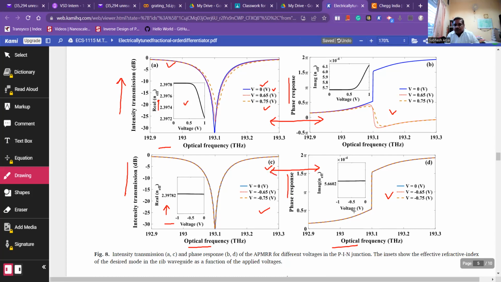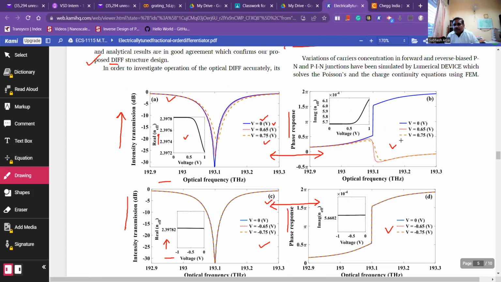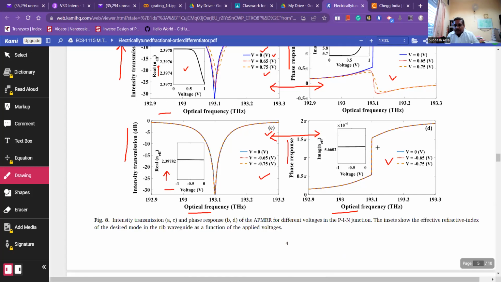So amplitude response and phase response. Here you can see for negative applied voltage, there is no shift. The shift we can observe is for the positive potential. And in phase response, yes, for positive you can see change in the phase response, whereas there is no change in the phase response with respect to change in the negative voltages applied at PIN.